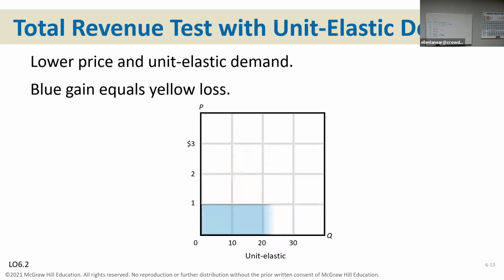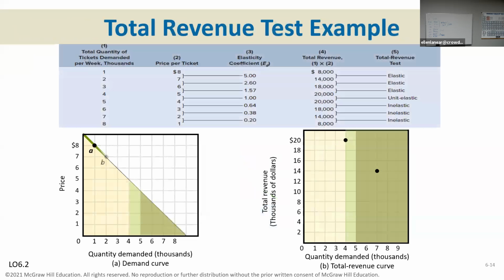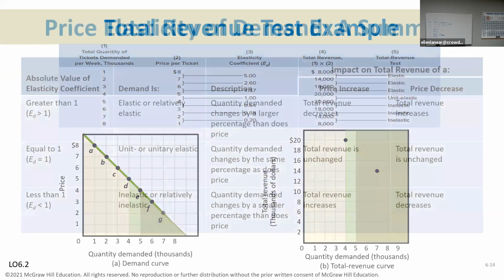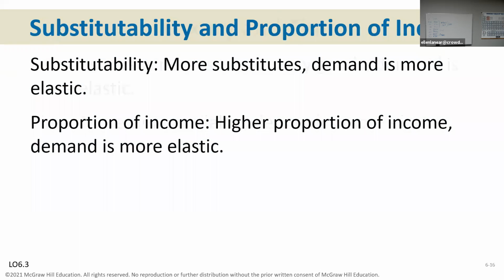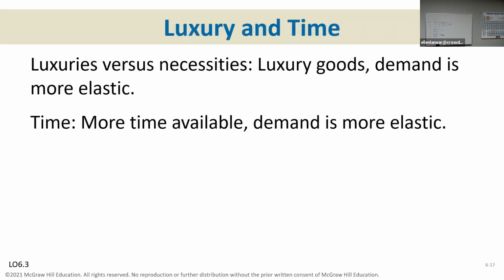And then with unit elastic, it's the same. If something's $3 and they sell 10, that's $30 total revenue. Reduce the price to $1, sell 30, $30 total revenue. Unit elastic equals 1. So no change in total revenue with unit elasticity. Those are important things to remember about elasticity of demand.